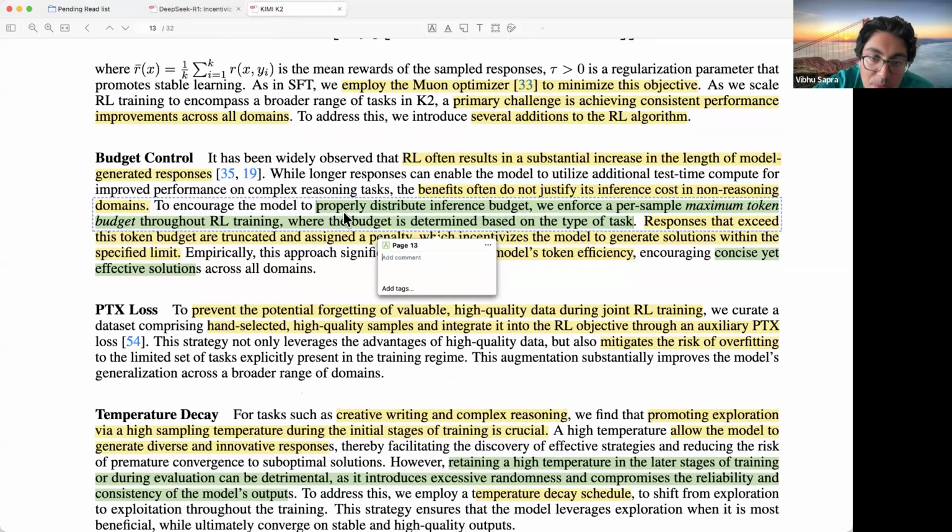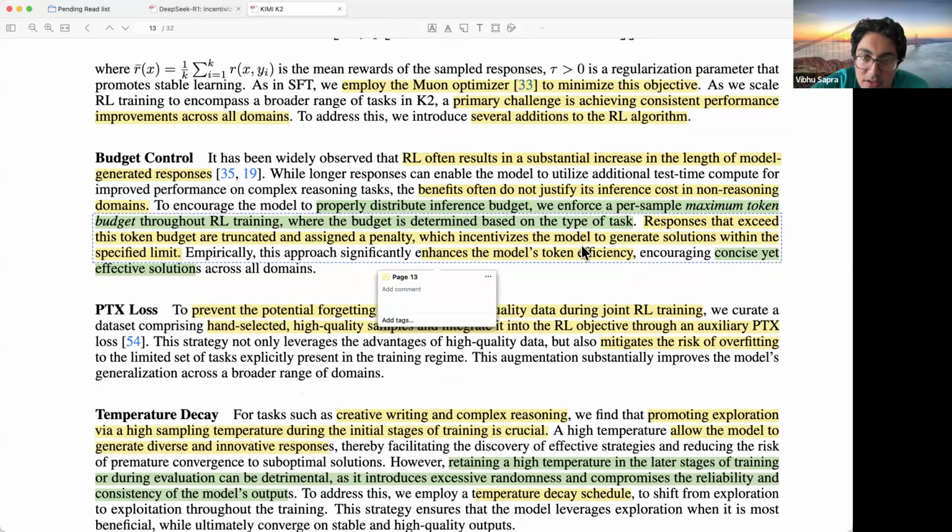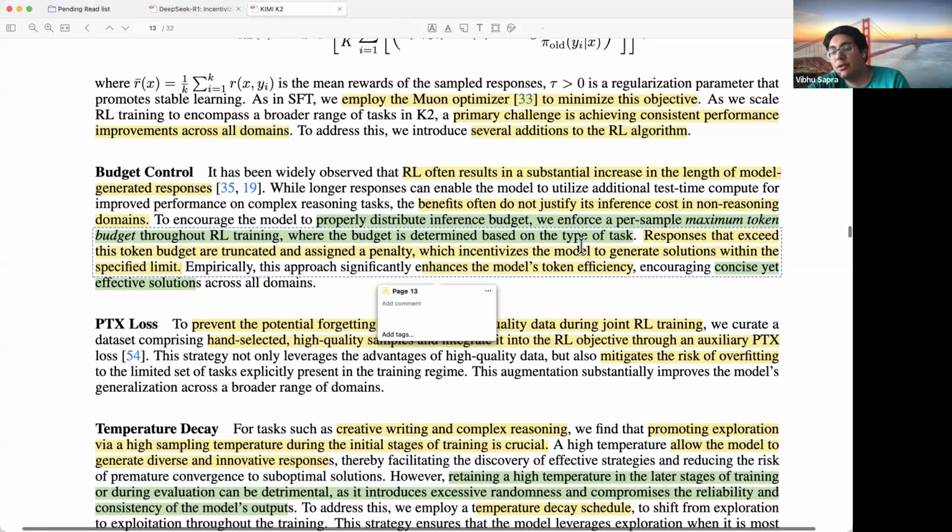To encourage the model to properly distribute its inference budget, we enforce a per-sample maximum token budget throughout RL training. And the budget is determined based on the type of task. So hard task, you can reason a little more. Responses that exceed this token budget are truncated and assigned a penalty. This is all done in the formula there.